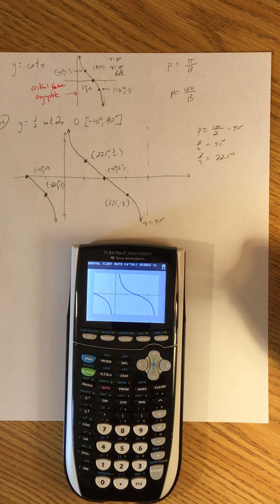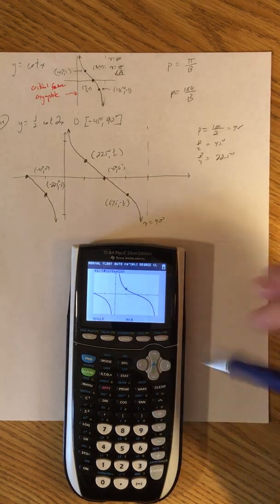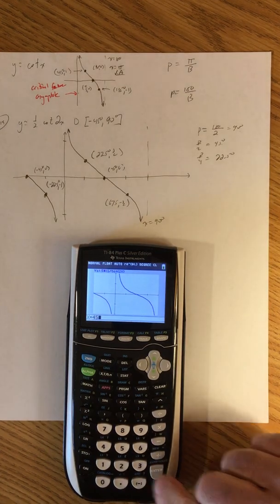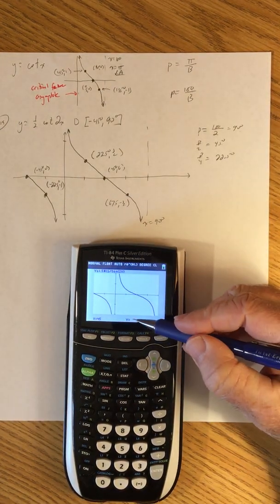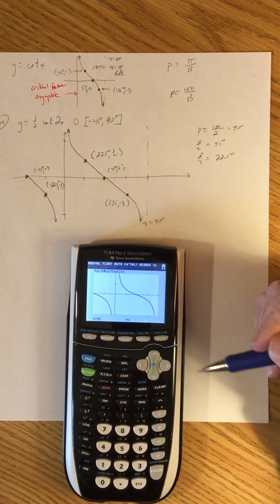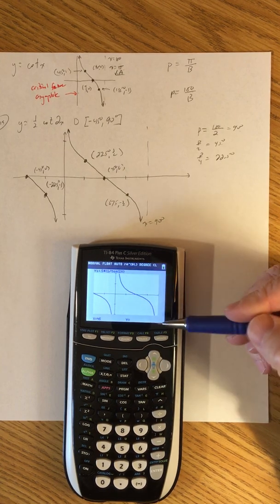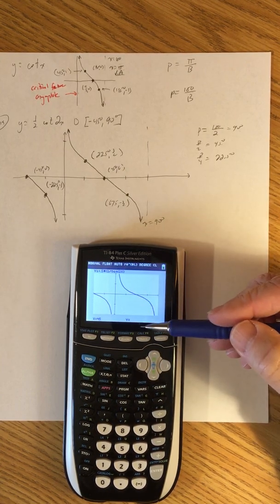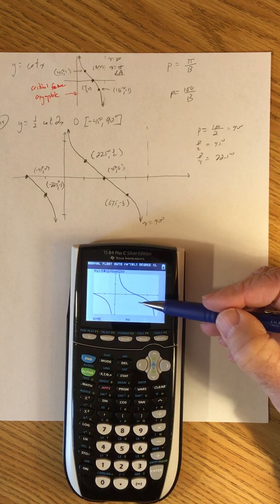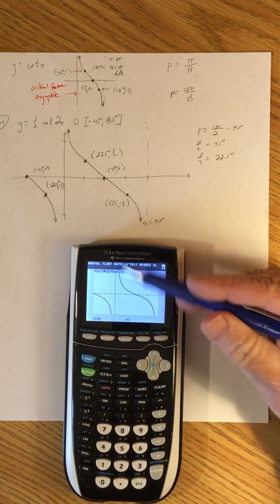And that looks about right. Now, one thing I should caution you on is if you put the trace on and you try this point at 45, this graph will say there's nothing there. We talked about that the other day in my first video on the tangent and cotangent parent graphs.